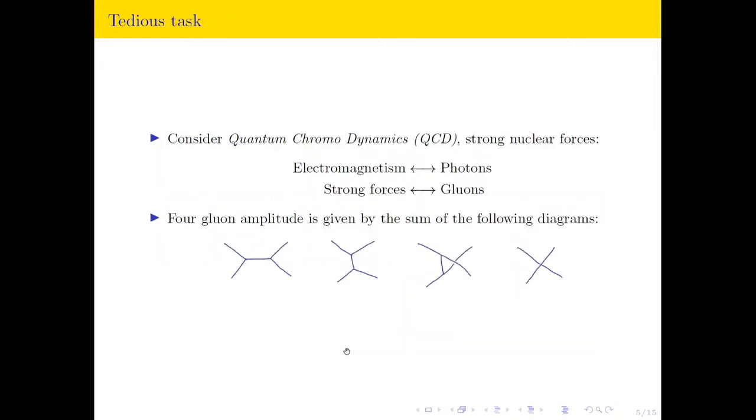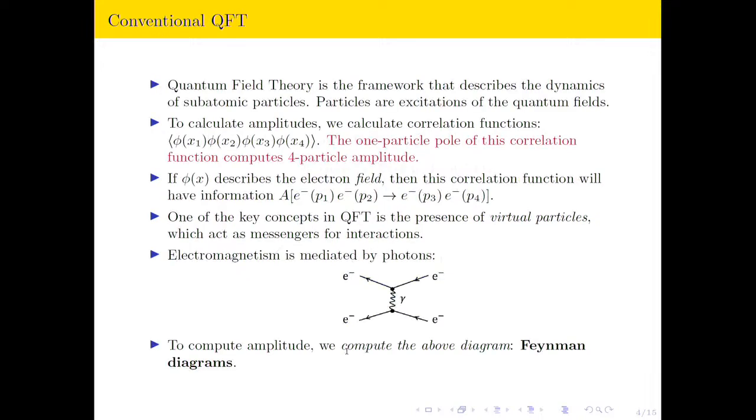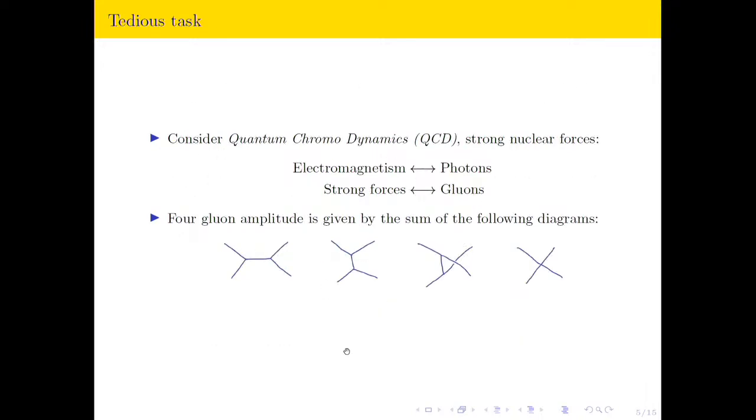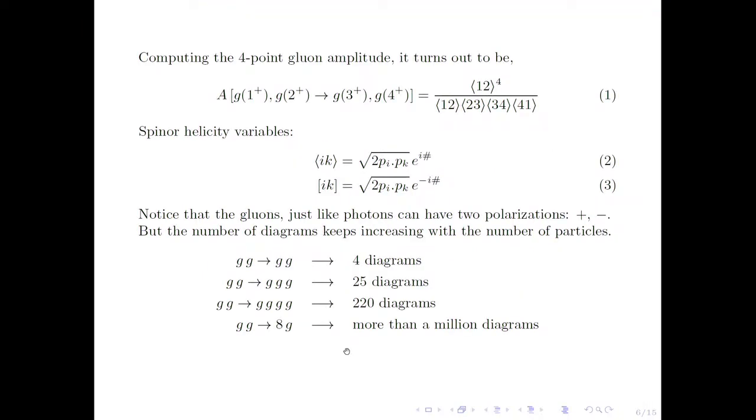So today I'm going to talk about strong nuclear forces. That is one of the 4 fundamental forces, and QCD, quantum chromodynamics, dictates the dynamics of the strong nuclear forces. Just like photons are the mediators for electromagnetism, gluons are the mediators for strong nuclear forces. Now let's say that I want to calculate a 4-gluon amplitude, okay? So I'll draw all the diagrams that can contribute to this, and that is 4 such diagrams, okay?